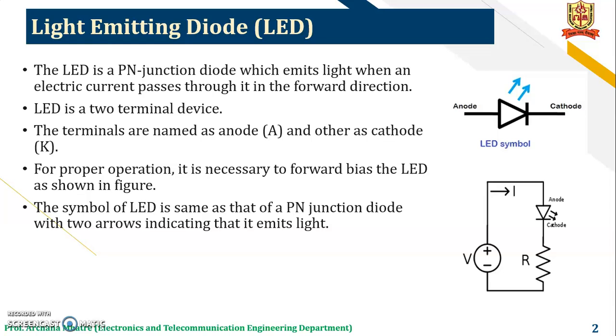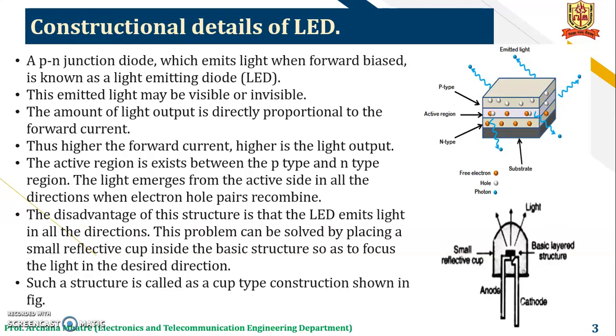For proper operation, it is necessary to forward bias the LED as shown in figure. The symbol of LED is the same as that of the p-n junction diode, with two arrows indicating that it emits light. Construction details of LED. The p-n junction diode, which emits light when forward biased, is known as a light emitting diode. This emitted light may be visible or invisible. The amount of light output is directly proportional to the forward current. Thus, higher the forward current, higher is the light output.